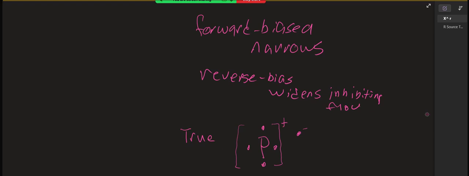True, false. In a half-wave rectifier circuit, the diode conducts for the entire cycle of the AC signal. That one's false. It's given right there in the name. It conducts only during half of the AC cycle.